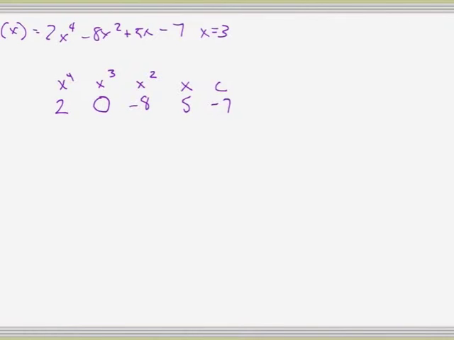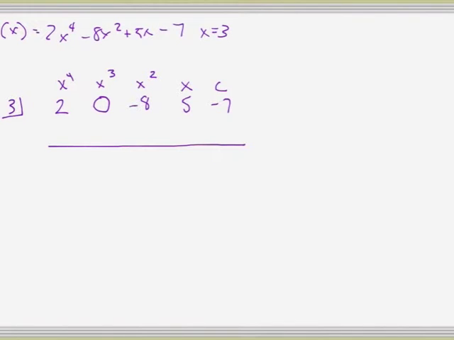Step 2 says to write the x value we're going to substitute off to the left in a little box. So that 3 that we're plugging in, I'm going to put over here to the side. Then I'm going to leave a blank row and make a long line. So if you're doing this on notebook paper, you'd skip one line here.